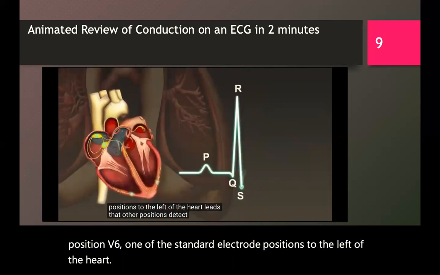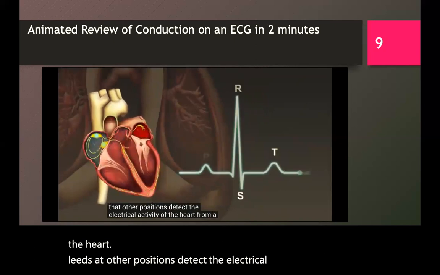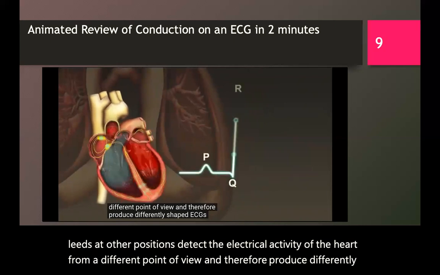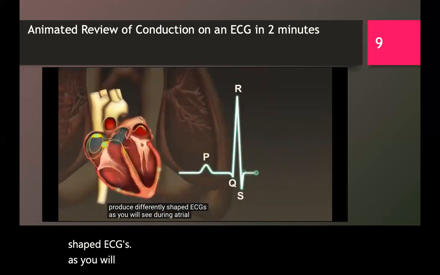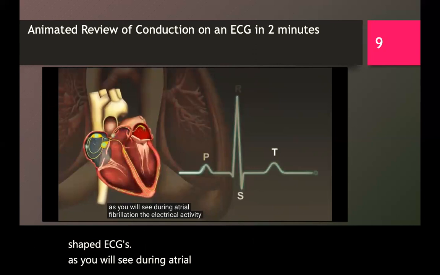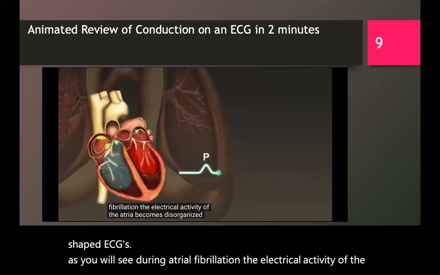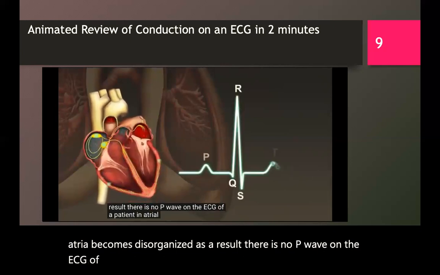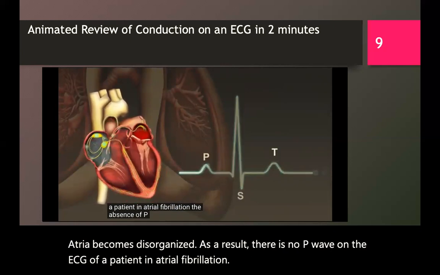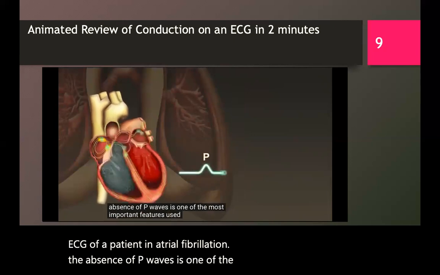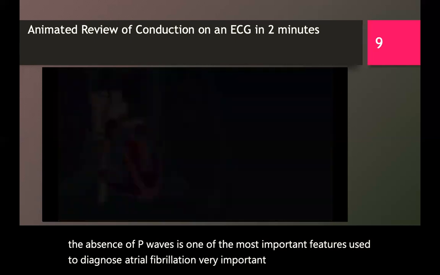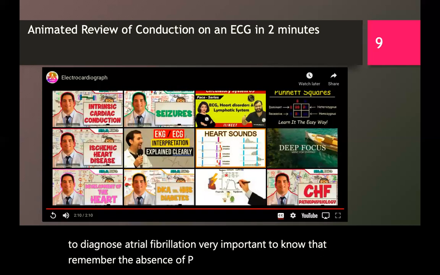Leads at other positions detect the electrical activity of the heart from a different point of view, and therefore produce differently shaped ECGs. As you will see, during atrial fibrillation, the electrical activity of the atria becomes disorganized. As a result, there is no P wave on the ECG of a patient in atrial fibrillation. The absence of P waves is one of the most important features used to diagnose atrial fibrillation. Very important to know that. Remember, the absence of P waves is vital in diagnosing AFib.